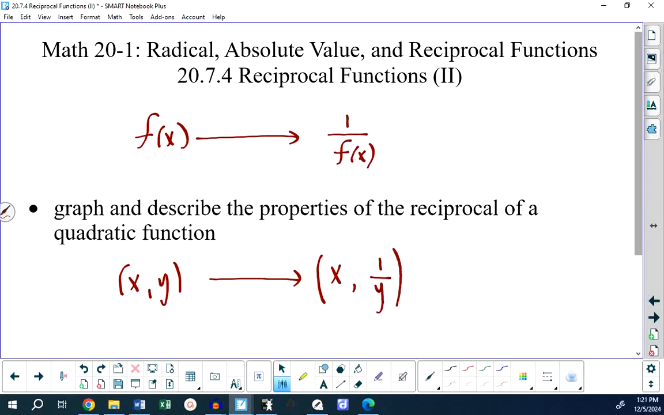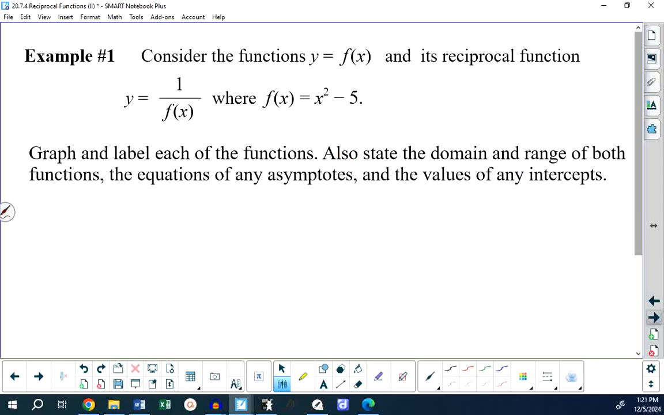And I said at the beginning, before we went over yesterday's work, this leads to all kinds of conclusions, like if y is 1, it's invariant. If y is 0, it's not defined, which means there's a vertical asymptote. All we're doing today is we're extending those ideas to quadratic functions when we reciprocate them.